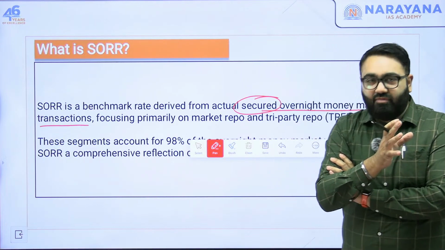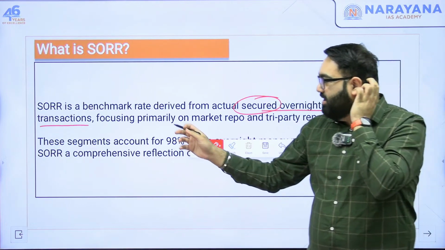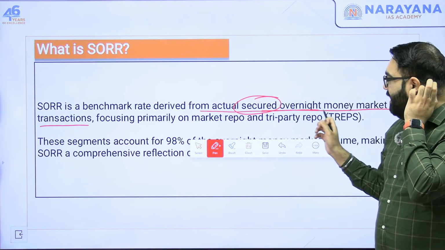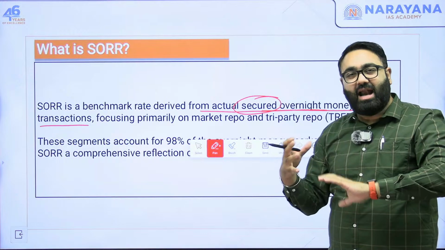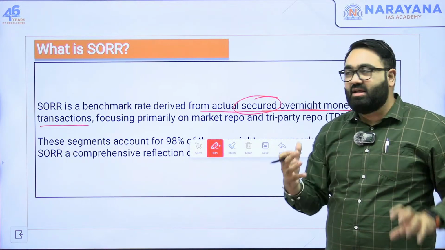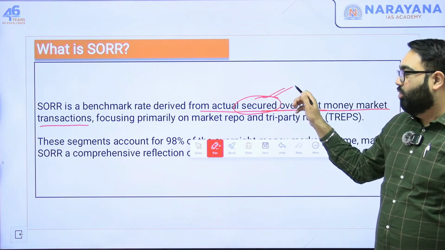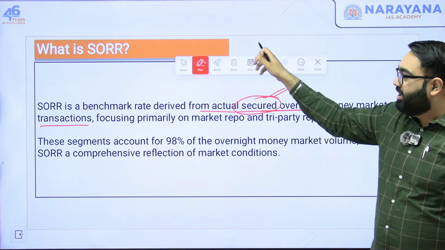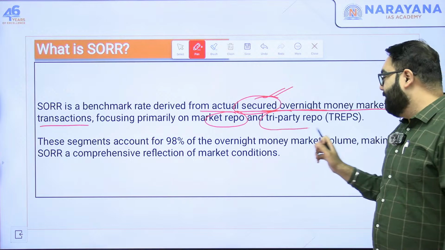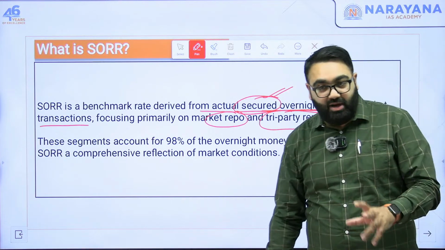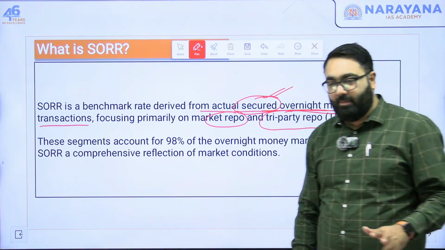So the rate of interest here under SORR will be derived from the overnight money market. And they will see in the money market at what rate money is available for secured loans. It will also look into the repo rate and the tri-party repo. I hope that you know what repo rate is and tri-party repo is.